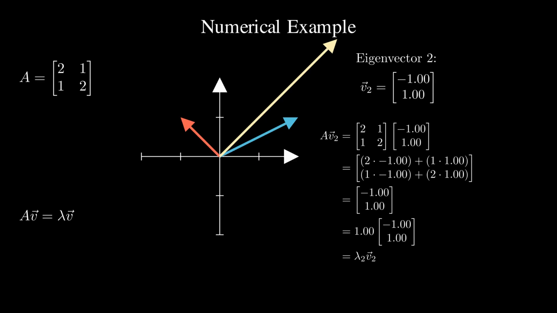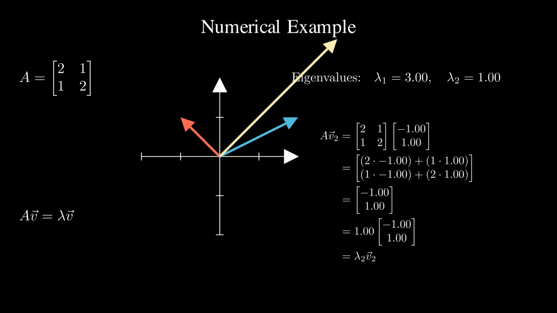Now, let's look at our second eigenvector and its multiplication process. When matrix A multiplies eigenvector v2, the result is simply lambda 2 times v2. This confirms that v2 is indeed an eigenvector since its direction is preserved, and only its magnitude changes according to lambda 2. To summarize, this numerical example clearly demonstrates the key property of eigenvectors and eigenvalues.